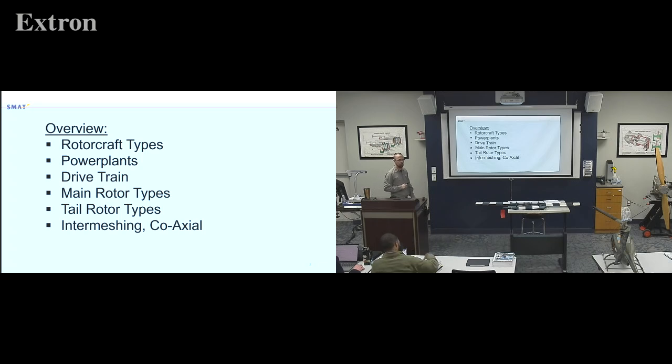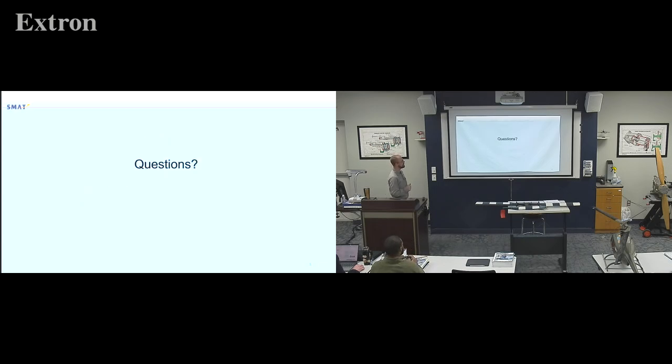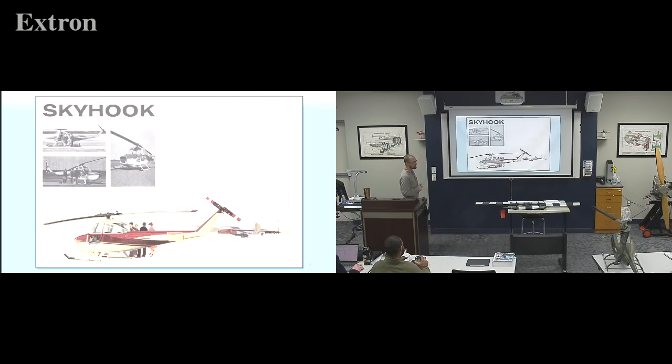We're at slide 44 of 102. Students can identify basic helicopter components. That is a blade. Good, hope you could tell that. All right, any questions thus far? All right, here we go. So we're at rotorcraft types, boom. What do we name that type? Good job, it's a rotorcraft. What type is it?